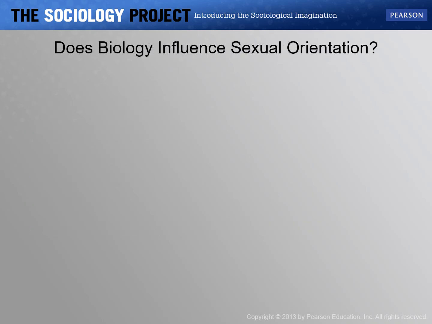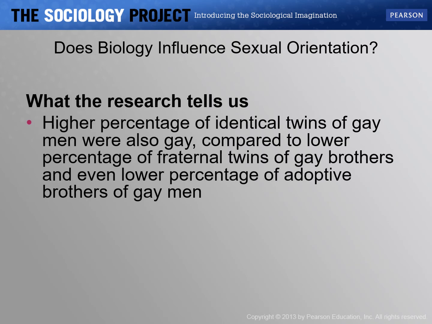Does biology influence sexual orientation? Well, to some extent it does. For example, there's a higher percentage of identical twins of gay men who are also gay compared to a lower percentage of fraternal twins of gay brothers, and even a lower percentage of adopted brothers. Incidentally, twin studies and adoption studies are ways of measuring and testing genetics and environment.